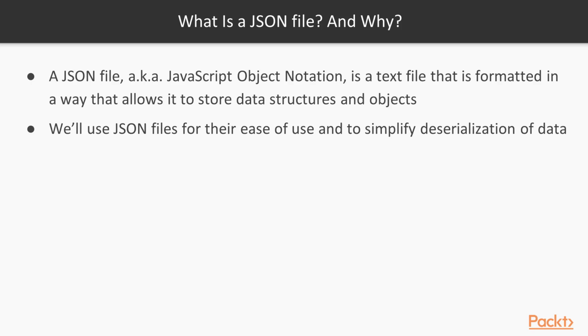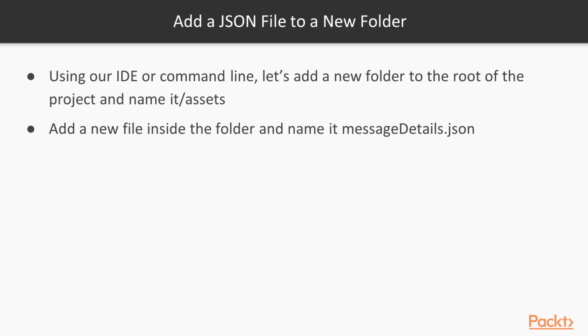However, JSON files are also used for internationalization, or i18n for short, of the project, meaning you will use it later when handling translations to different languages. Okay, so to begin with, we're going to add an assets folder inside the root, and then we will add a new file inside the folder. Let's do that now.